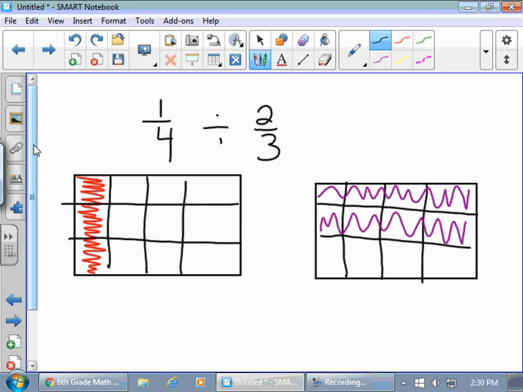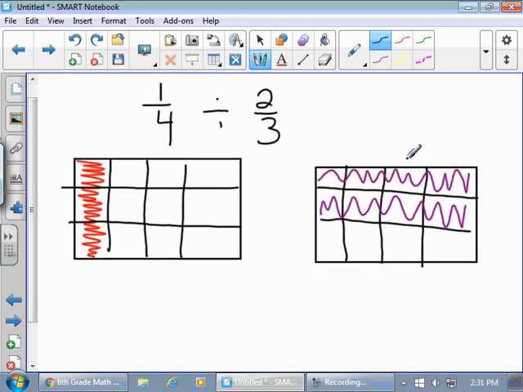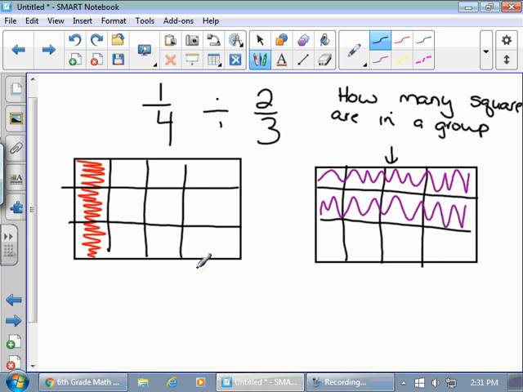Now, this second rectangle is going to tell me how many squares are in a group. So how many squares out of this rectangle are colored? 8. 1, 2, 3, 4, 5, 6, 7, 8. There are 8 colored squares, correct? 8 squares makes a group.